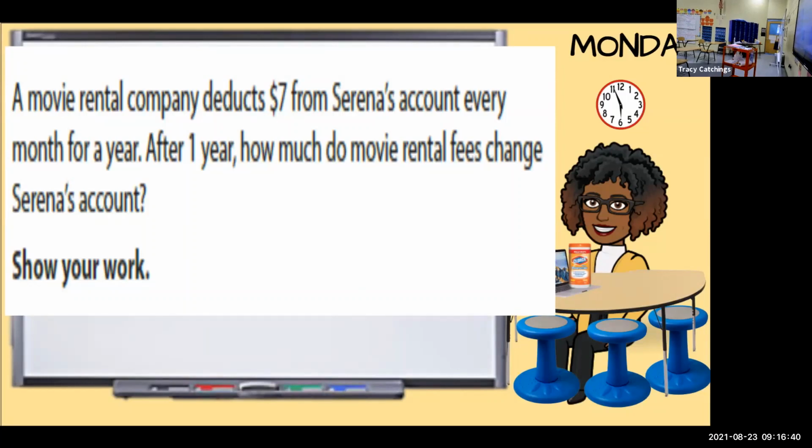All right, a moving rental company deducts $7 from Serena's account every month for a year. After 1 year, how much do moving rental fees change Serena's account? Was anyone able to create the expression? Yes. Go ahead and give it to her, Layla. I did negative 7 divided by 12.